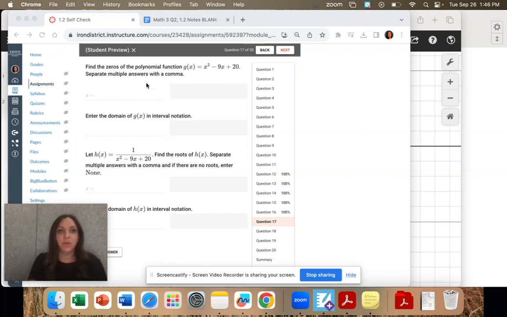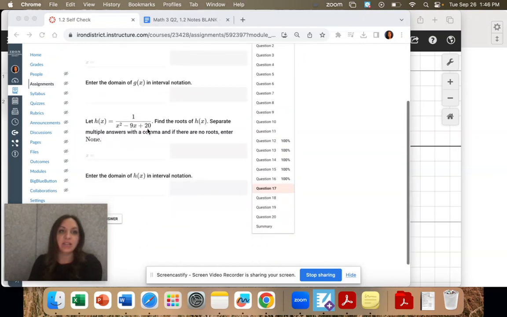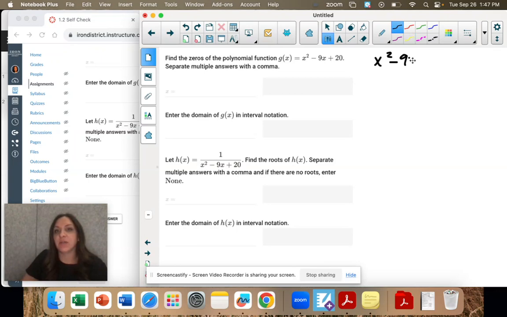All right, 17, we want to find the zeros of the polynomial function. And then same thing, enter domain, and then make it a rational function. So to find the zeros of this, x squared, it's not in factored form. I'm going to factor it so I can hurry and figure out what the zeros are, because it's so easy in factored form.